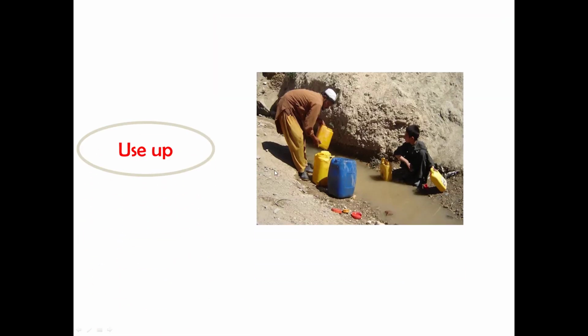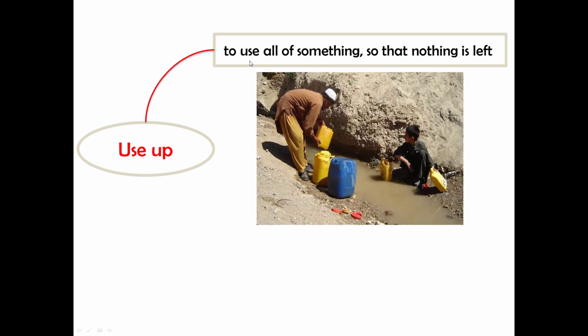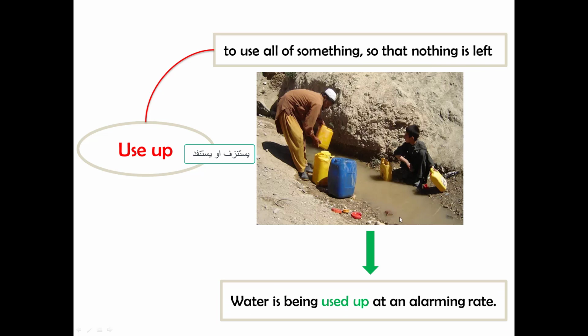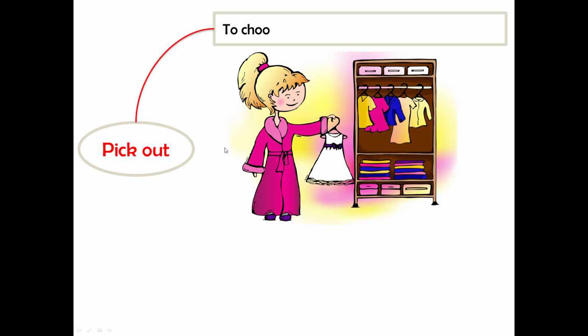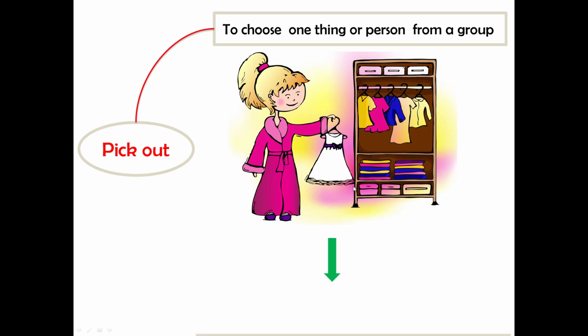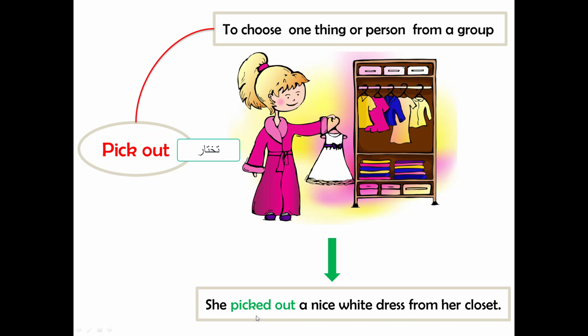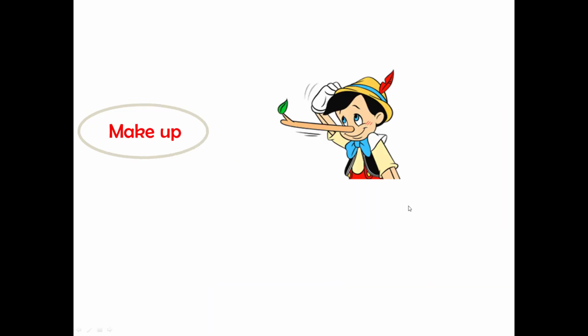Use up. Use up, like here, unfortunately, means to use all of something so that nothing is left. For example, water is being used up at an alarming rate. Pick out. To pick out means to choose one thing or person from a group, like in here. For example, she picked out a nice white dress from her closet.